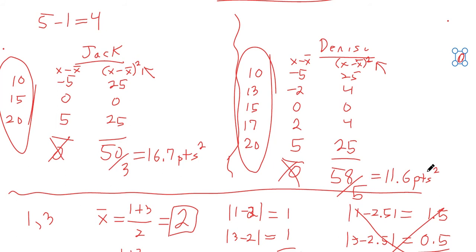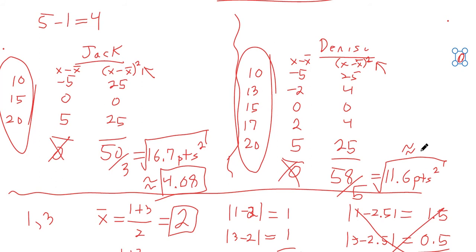And so we need to adjust for that. Since we introduced a square, what we need to do is do the opposite of that. So we need to do a square root. If we do a square root, we get back to our original set value. So 16.7 square root, and we get about 4.08. And for Denise, if I do square root of 11.6, I get 3.41, approximately.